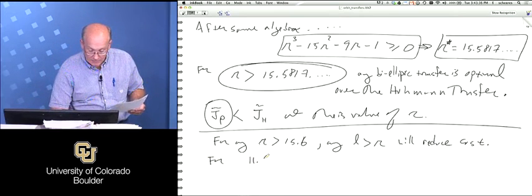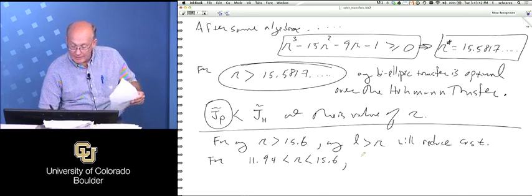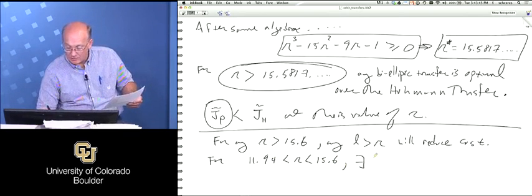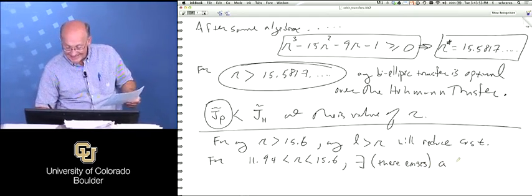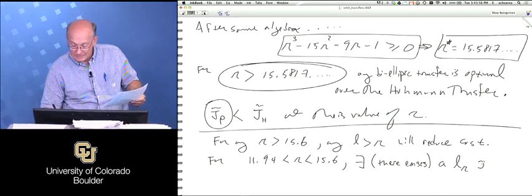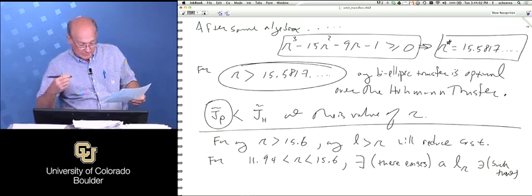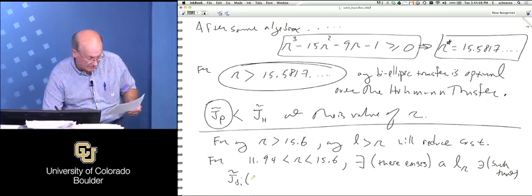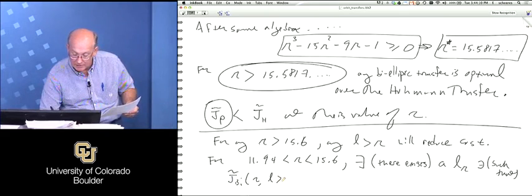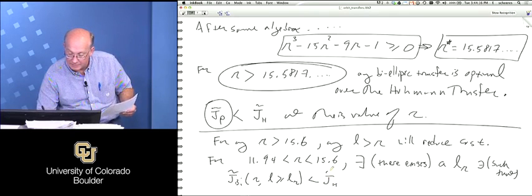For 11.94 less than R less than 15.6, there exists, and sometimes I use the backwards E, it's mathematical for there exists, a distance, I'll call it L sub R, such that the bielliptic cost at R and for L greater than or equal to this L sub R is less than the Hohmann cost.